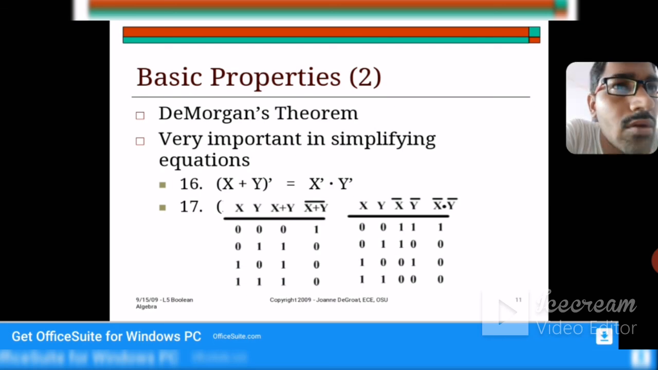X plus y whole complement is equal to x complement into y complement. This can be proved from the truth table also. If we have x, y and four cases 0, 0, 0, 1, 1, 0, 1, 1. So x plus y, the plus operator is represented by OR gate, hence the output is 0, 1, 1, 1, and complement of x plus y is 1, 0, 0, 0. This can also be proved from De Morgan's law. According to De Morgan's law, the output of the left hand side is 1, 0, 0, 0. Similarly, you can get the output for the right hand side also.